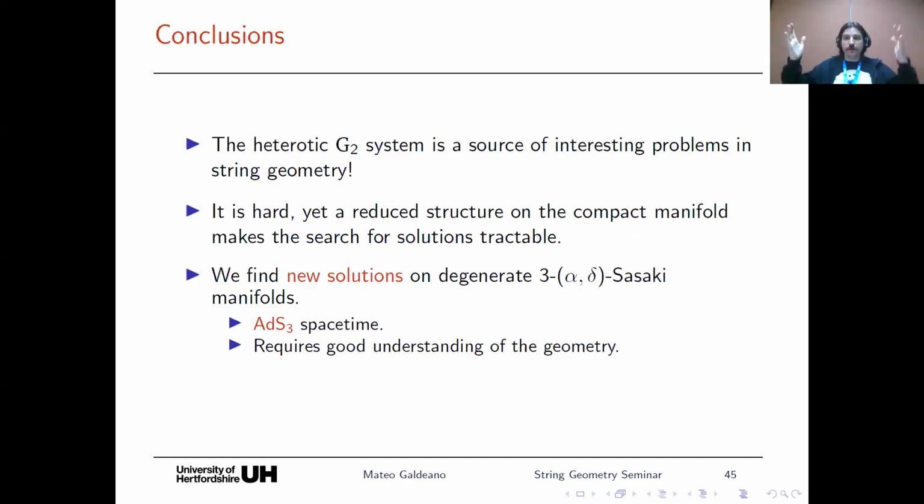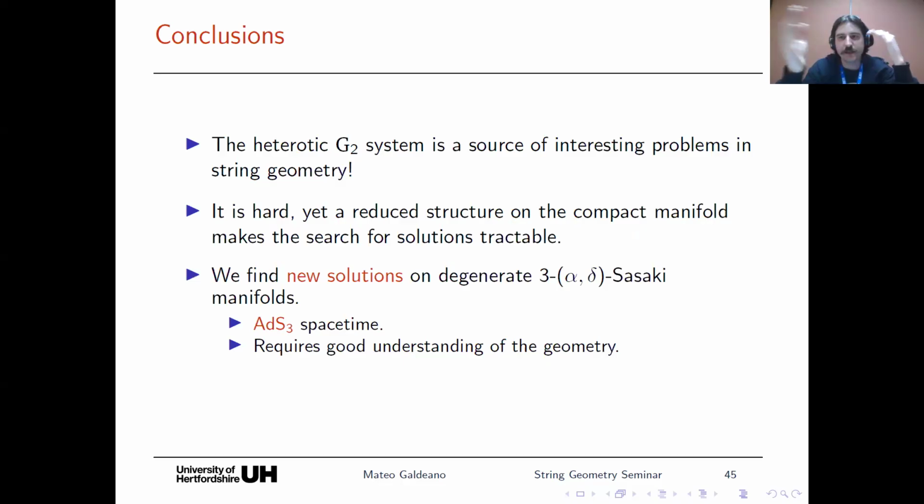The conclusion, what I want you to take away from this talk, is that the heterotic G2 system is a source of interesting problems in string geometry. Hopefully I didn't obscure this too much, but I guess I didn't talk about it a lot: finding these solutions is only the beginning.